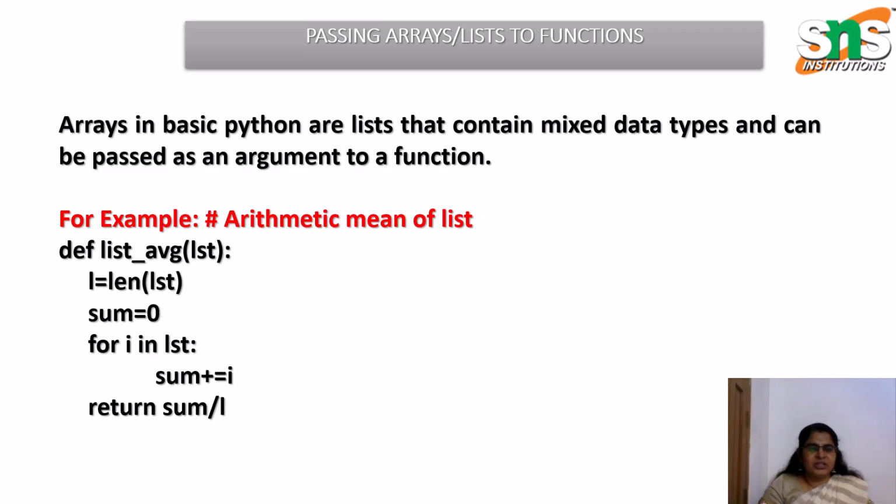Now I'm going to declare a variable L equal to the length of the list, and the next variable sum is equal to 0, and I'm using a for loop, for i in lst. It should be written as sum plus equals i, and return sum divided by the length, which is stored in L here.